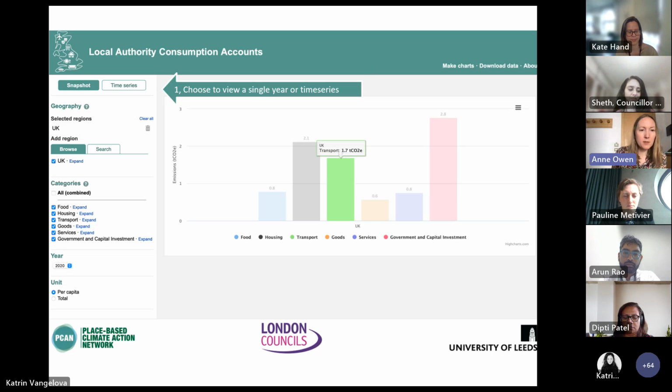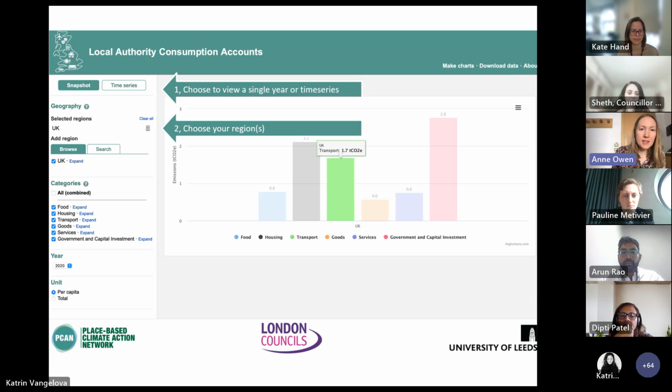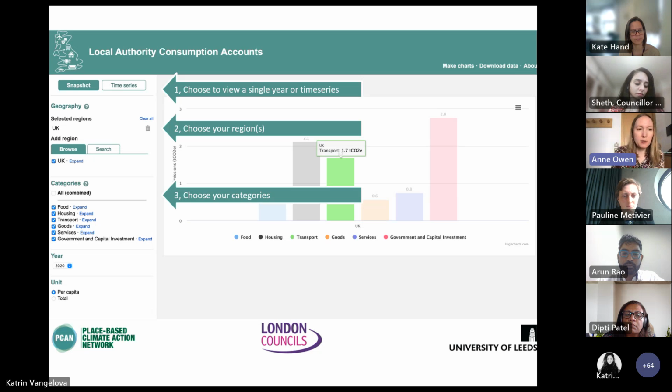At the top, you can decide whether you want to view a snapshot, so a single year, or whether you want to view a time series and see how your emissions have changed over time. Next, choose which region of the country you want to look at. As I said, it's hierarchical, so you can start with the UK and go lower and lower until you get to the local authority level, or you can search by name for the local authority that you're interested in.